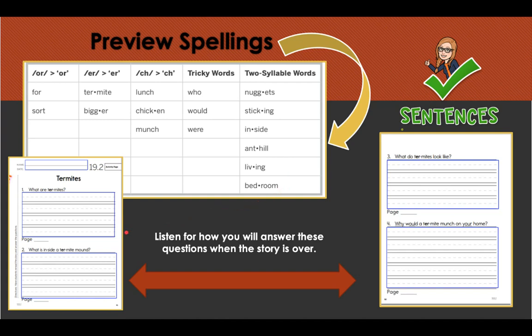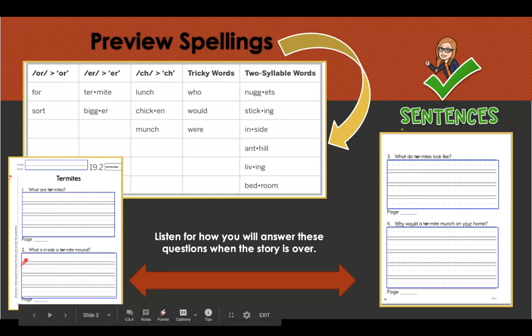Boys and girls, at the end of our story today, you will have some questions to answer. Remember, as almost second graders, we complete these questions in sentence form, so with a capital letter, a period, and a noun and a verb in each sentence. And it would even be awesome if you included an adjective now that we're learning about those. So the first question that we need to find an answer for is, what are termites? Listen to the story to find out.